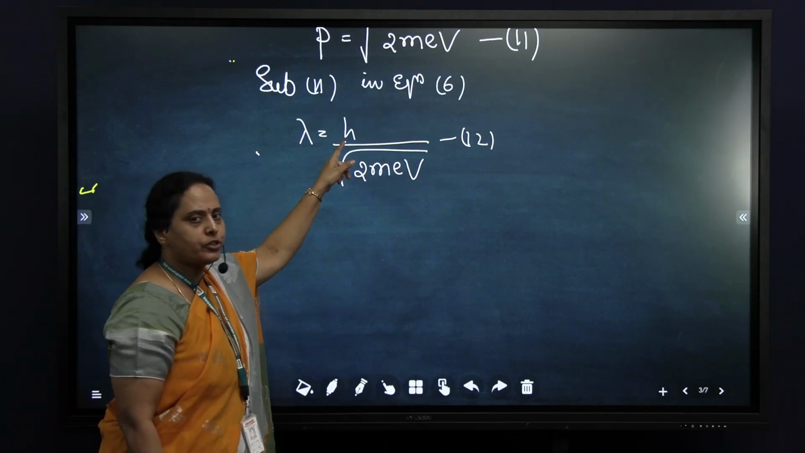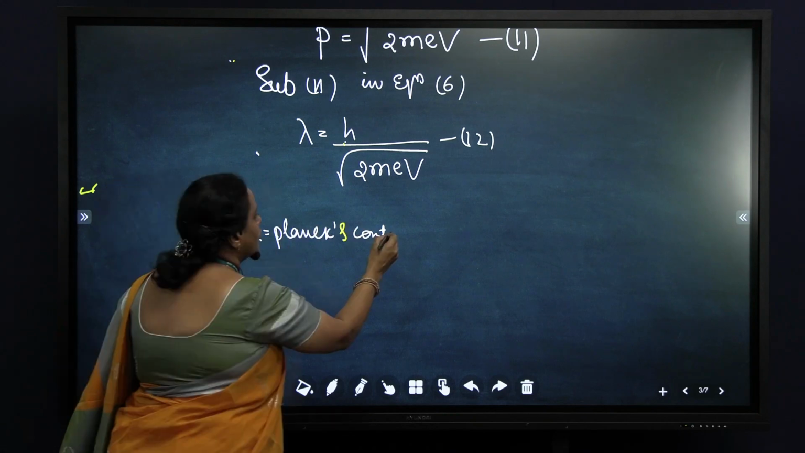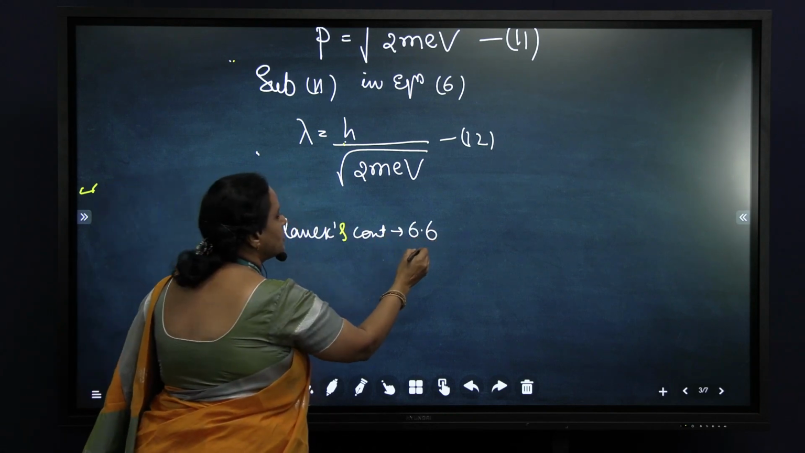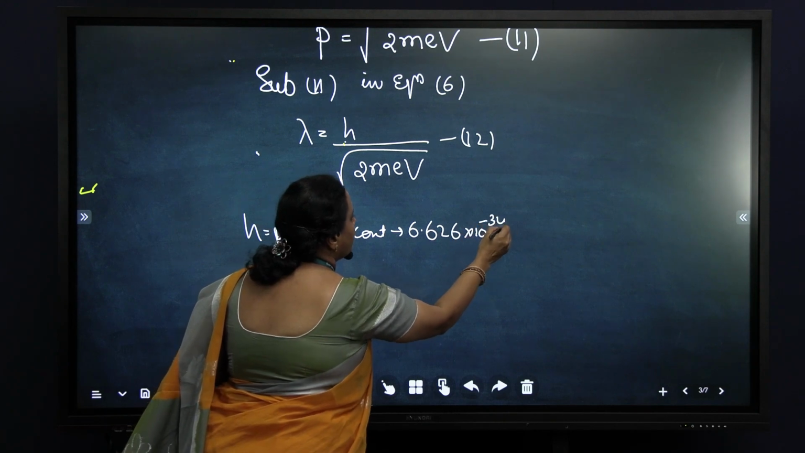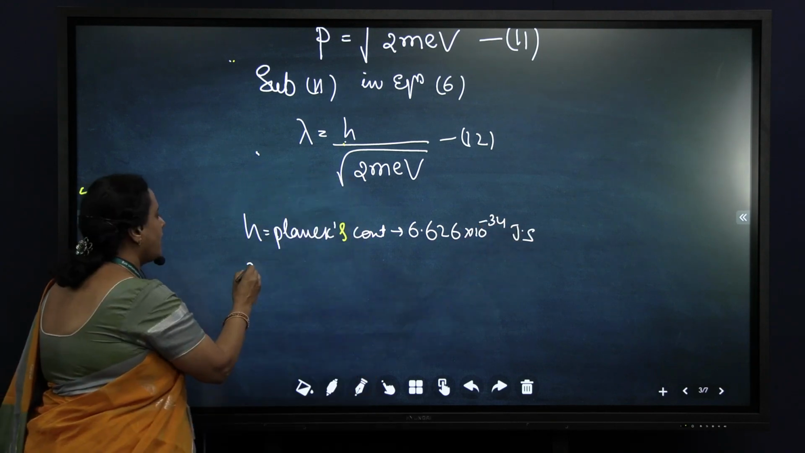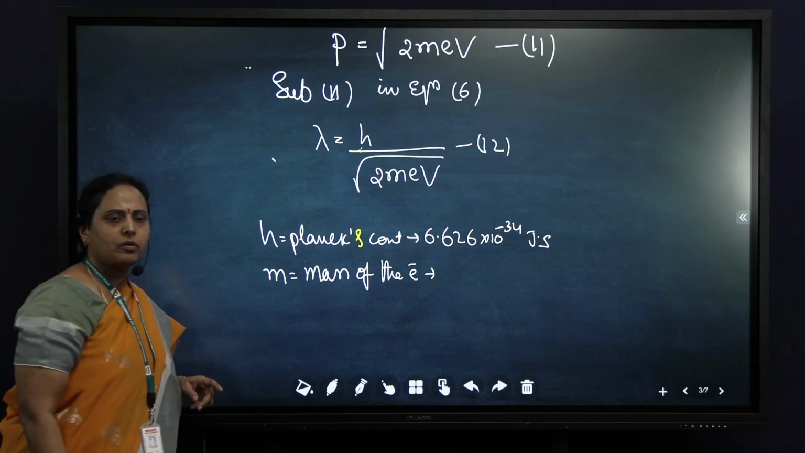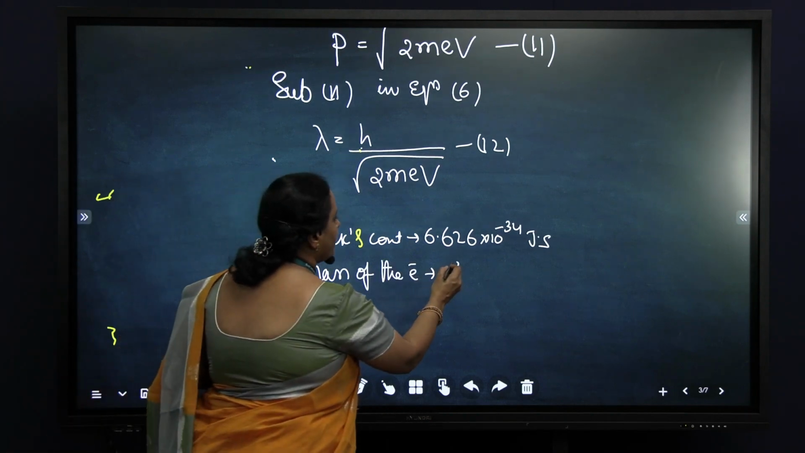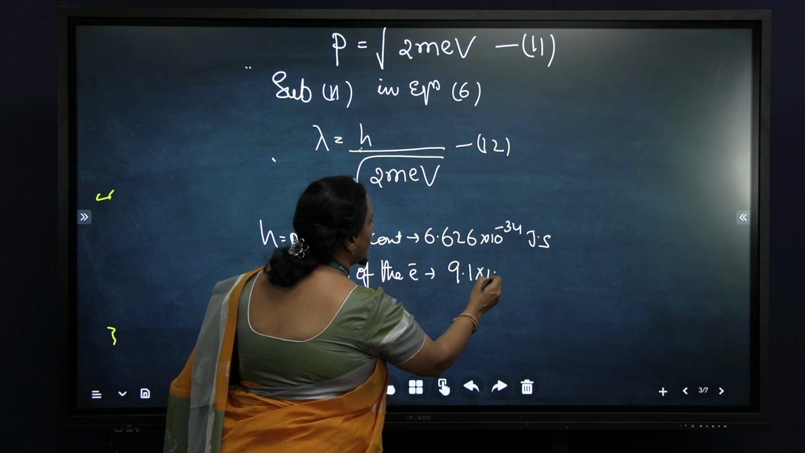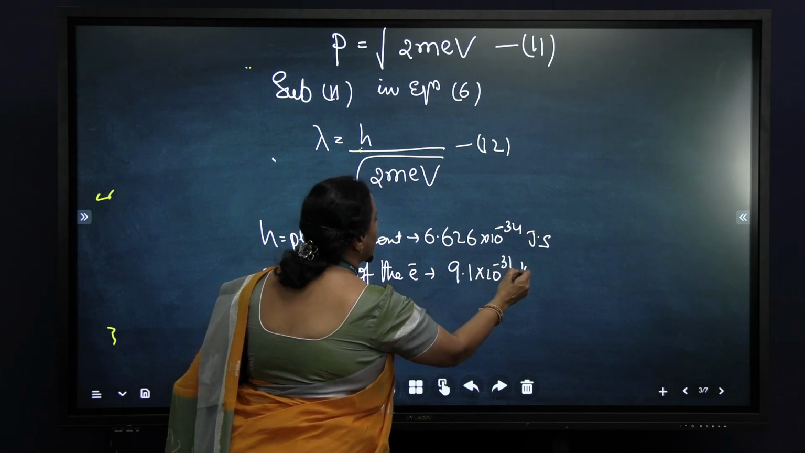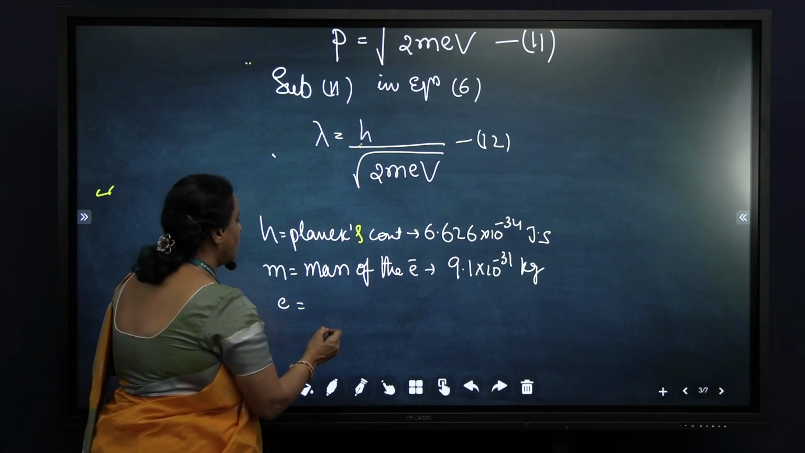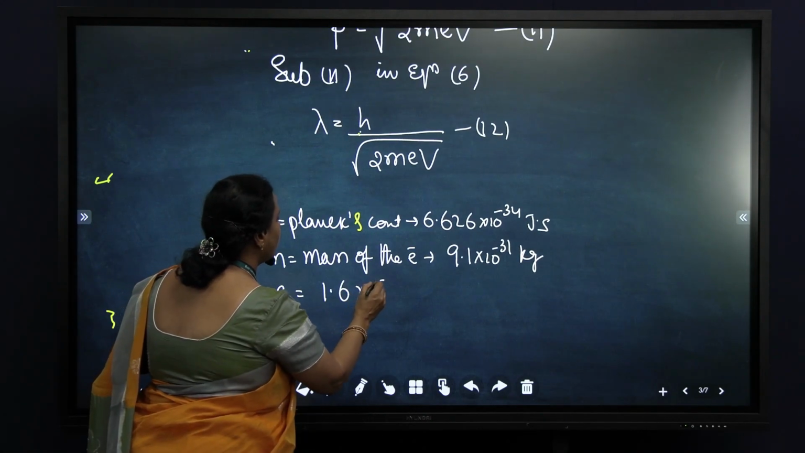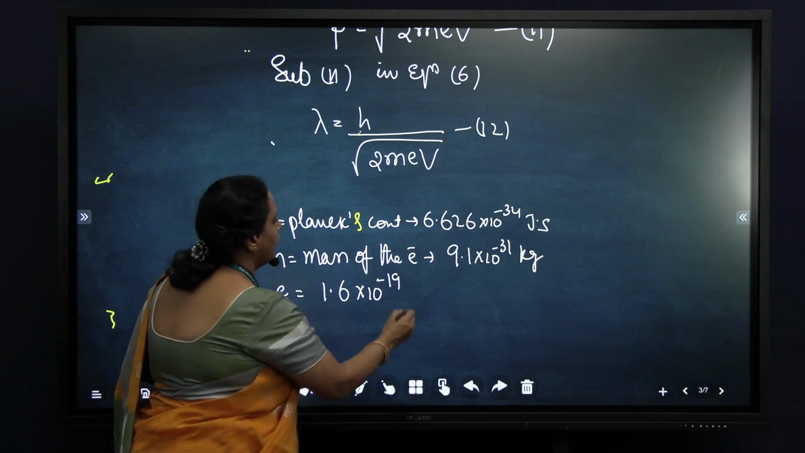But what is h here? h is Planck's constant, whose value is given by 6.626 into 10 power minus 34 joule second, and m is the mass of the electron, given by 9.1 into 10 to the power of minus 31 kgs, and e is the charge of the electron, whose value is 1.6 into 10 power minus 19 coulombs.